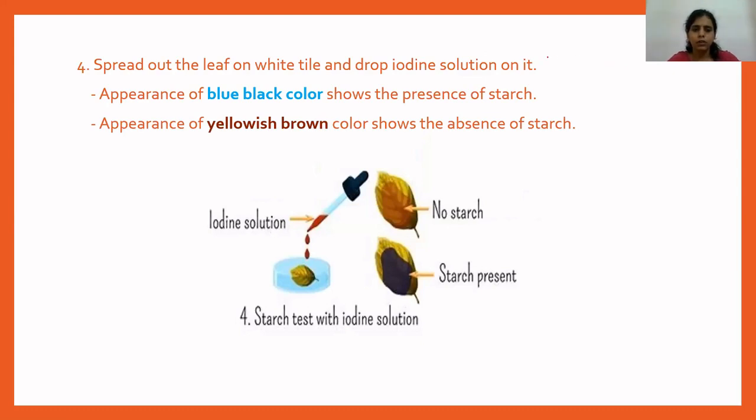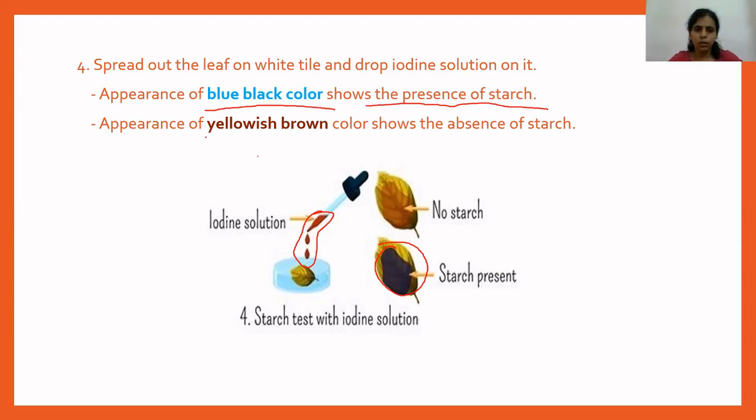Now you are aware of the color of iodine solution. The iodine solution's color is yellowish brown or brownish yellow, or you can just say brown or orange brown. After dropping iodine solution on the leaf, just wait for a few seconds and you can make out the appearance of blue black color. If you get blue black color, it shows the presence of starch. That means starch is present in the leaf.